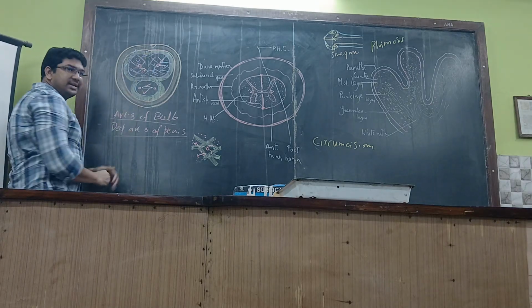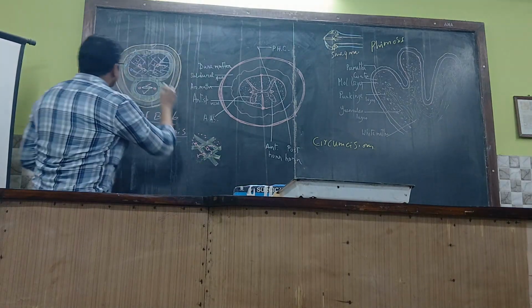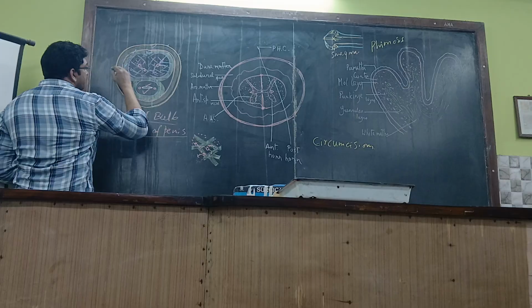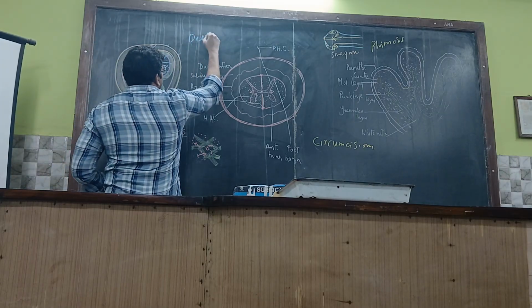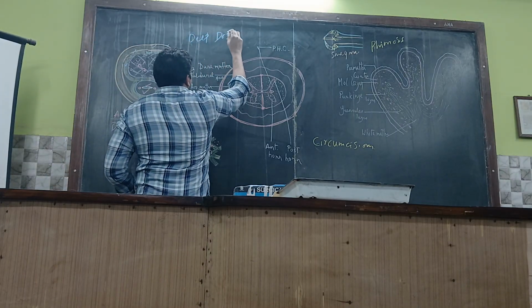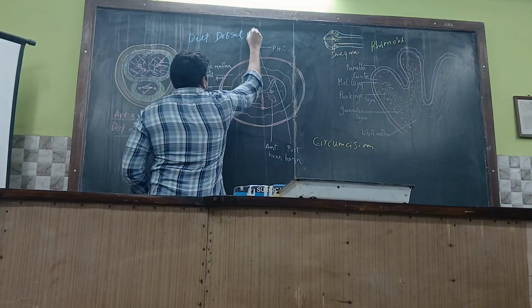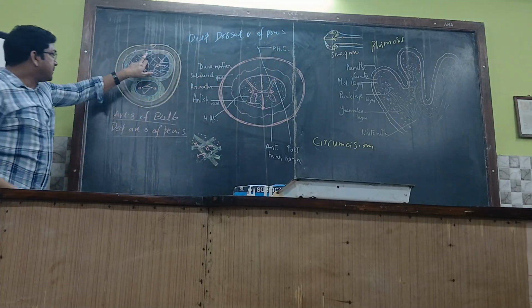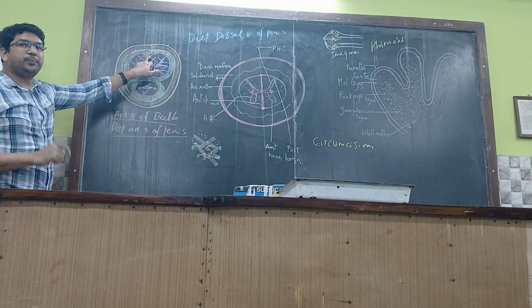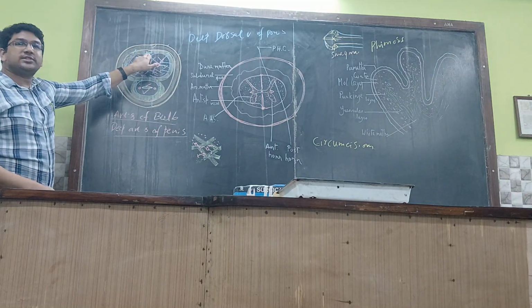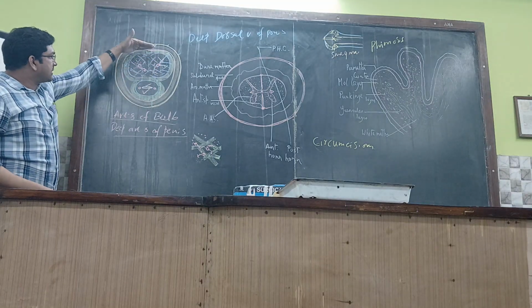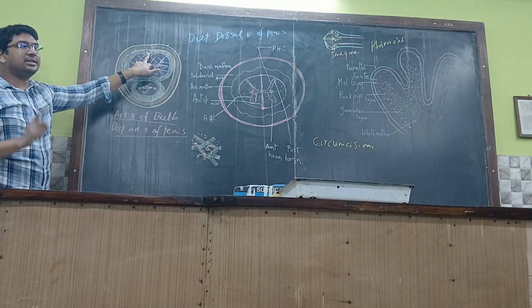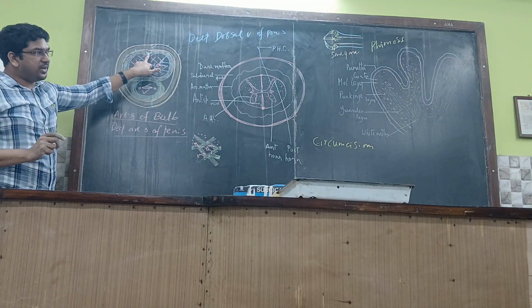Deep to the fascia of penis, there will be a vein over here, which is called the deep dorsal vein of penis. What is it? Deep dorsal vein of penis. On the dorsal aspect of the penis, there is a deeper vein called the deep dorsal vein of penis.